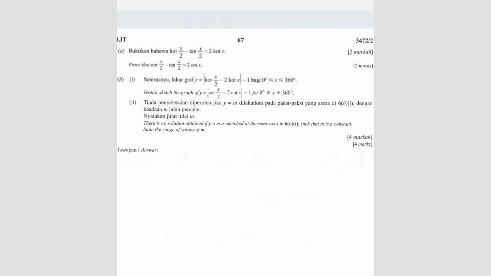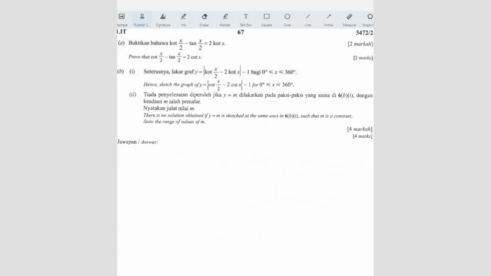Alright, question number 6. Prove that cotangent x over 2 minus tangent x over 2 equals 2 cotangent x.